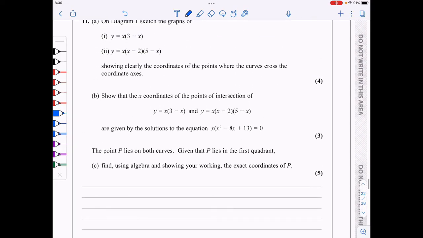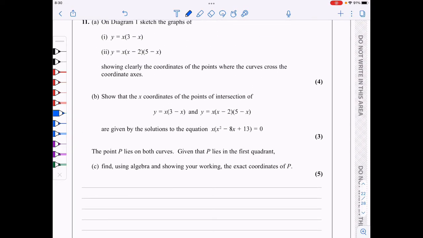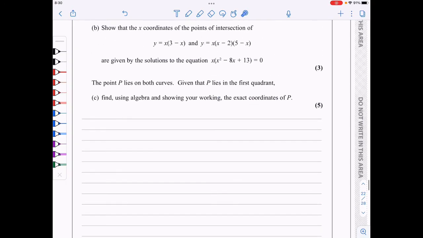And it says, show that in part B, show that the x coordinates of the points of intersection of the two curves satisfy this equation here. So points of intersection simply means put one equal to the other. So we've got x(3 minus x) is equal to x(x minus 2)(5 minus x). I will just expand everything.